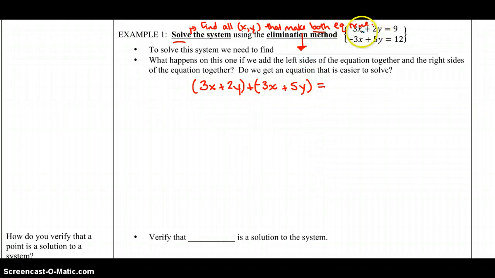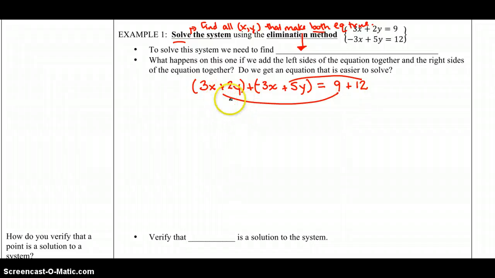And if this ordered pair actually makes this equation true, then 3x plus 2y is the same thing as 9. So 3x plus 2y, we're going to replace that with 9. And if we find an ordered pair that makes this equation true, then negative 3x plus 5y must be equal to 12. So we're going to replace this with the number 12. Okay, so these two quantities are equal, these two quantities are equal. Therefore, their sums need to be equal.